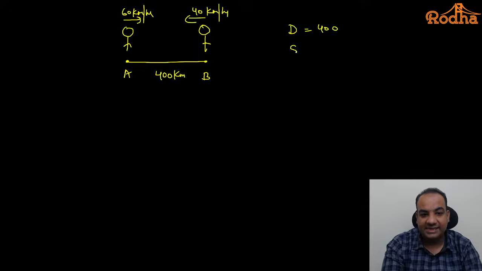अब अगर क्वेश्चन पूछा जाए कितनी देर बाद मिलेंगे, तो D इज द डिस्टेंस बिटवीन देम, दैट इज द इनिशियल गैप. S इज द रिलेटिव स्पीड, क्योंकि ये एक घंटे में 60 चलेगा, ये एक घंटे में 40 चलेगा, तो गैप 100 से कम हो जाए. So relative speed is 100 because they are traveling in the opposite direction. So relative speed is SA plus SB.